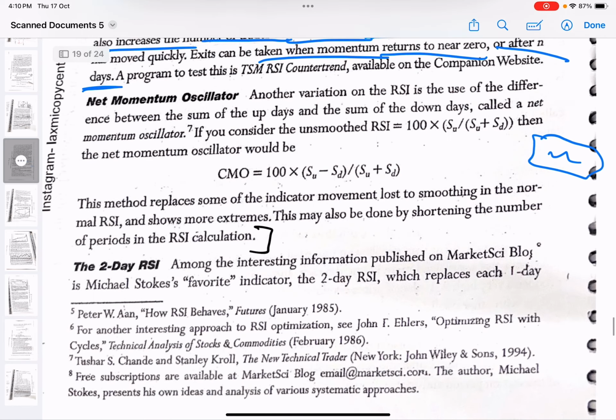Net momentum oscillator. Another variation on the RSI is to use the difference between the sum of the up days and the sum of the down days, called a net momentum oscillator. So what is a net momentum oscillator? If you sum the number of up days and sum the number of down days in the given period, and you calculate the difference between them, then you get a net momentum oscillator.